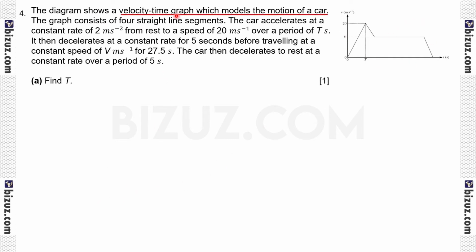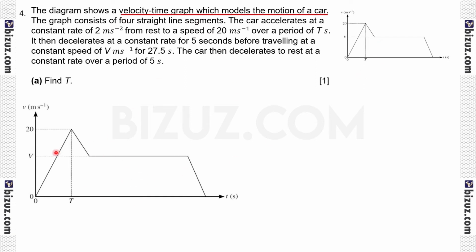So this is the velocity time graph, so we should redraw it here, and this velocity time graph models the motion of a car. Now the graph consists of 4 segments, 1, 2, 3 and 4. The car accelerates at a constant rate of 2 meter per second square from rest to a speed of 20 meter per second over a period of t seconds.